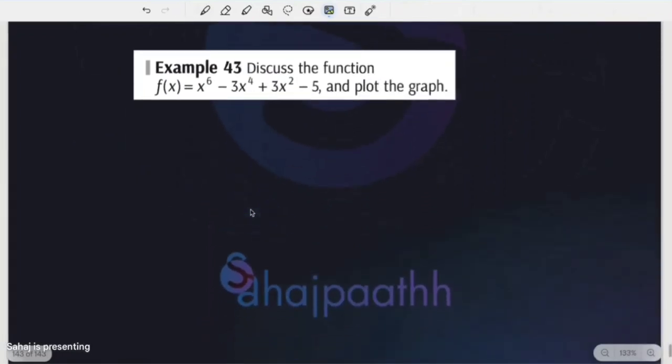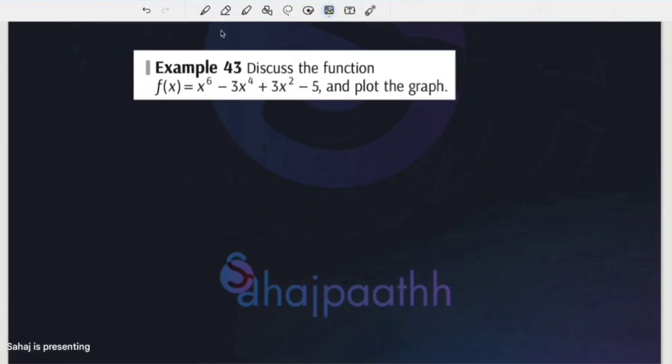It says discuss the function and plot the graph. So again, we'll do the derivation until we get a non-zero value. First will be 6x to the power 5 minus 12x cube plus 6x. But before that, let us see if we can simplify this a bit.